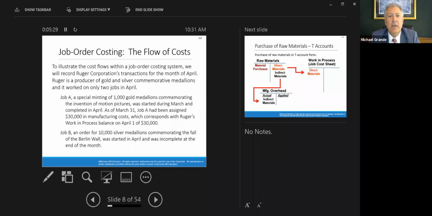Job A, a special minting of 1,000 gold medallions commemorating the invention of motion pictures, was started during March, the previous month, and completed in April. As of March 31st, Job A had been assigned $30,000 in manufacturing costs, which corresponds with Rugger's work in process balance on April 1 of $30,000. So they got $30,000 in cost already on the balance sheet in inventory, specifically work in process. And then they're working on Job B, an order for 10,000 silver medallions commemorating the fall of the Berlin Wall, which was started in April and was incomplete at the end of the month.